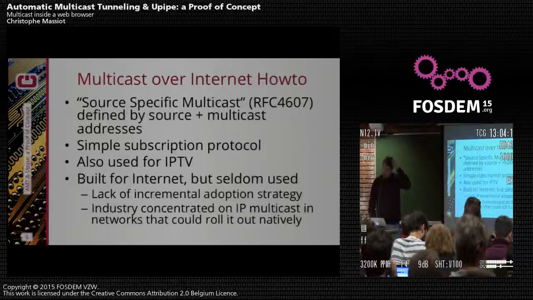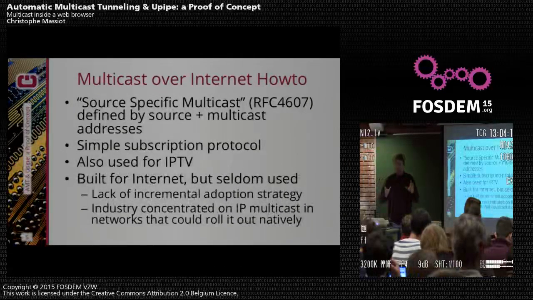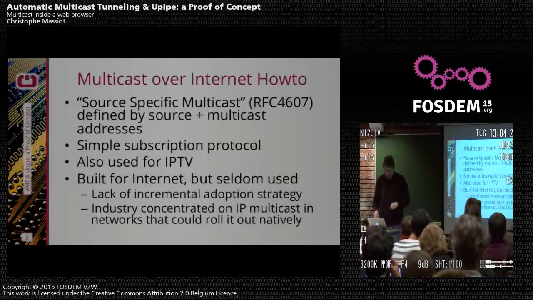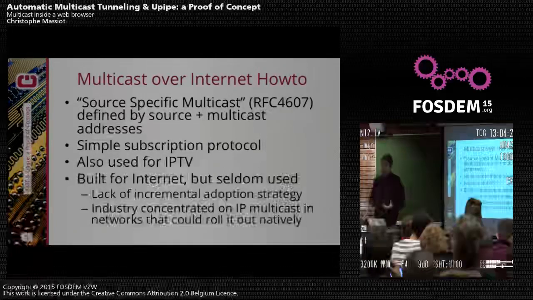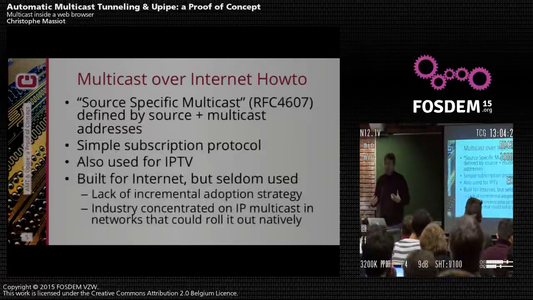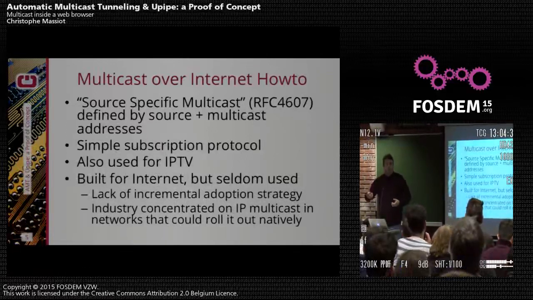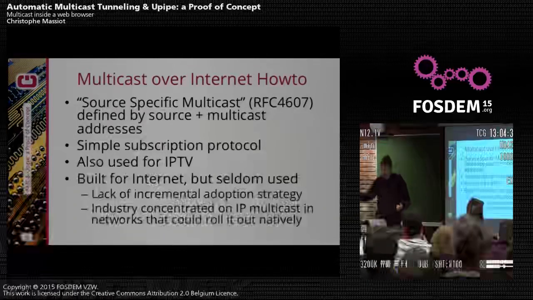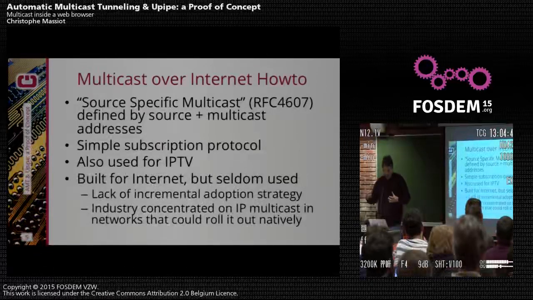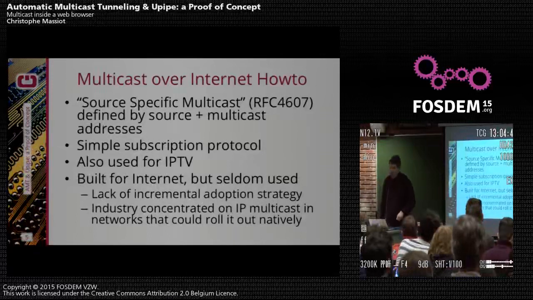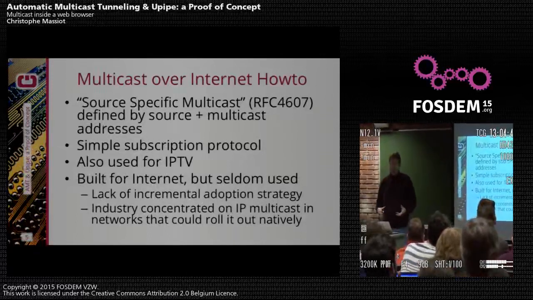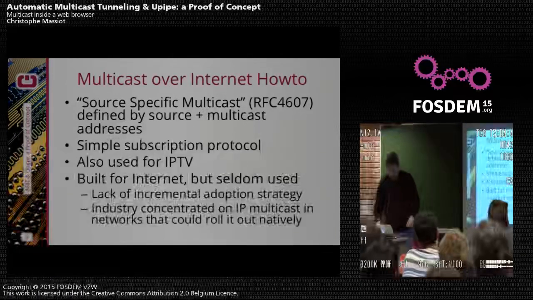There is a second specification a few years later called source-specific multicast. In this specification, a multicast stream is defined by its multicast address and the source that sends it. So 2 addresses. That makes the subscription protocol much simpler, because when you want to subscribe to a stream, you just go upstream towards the source. Maybe it will stop somewhere because a router already has the stream, but the scheme of subscribing is much easier. So it's also very common in closed IPTV networks.